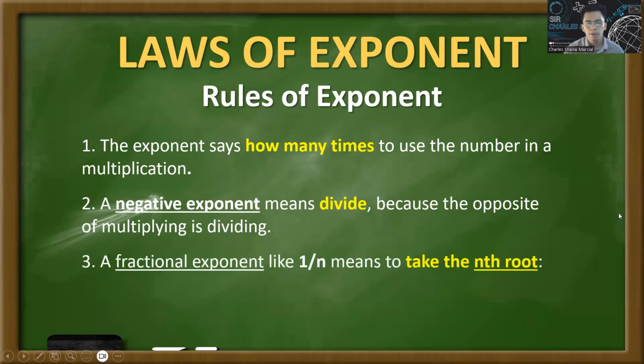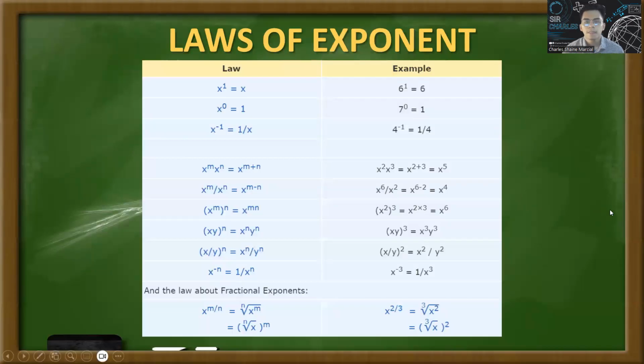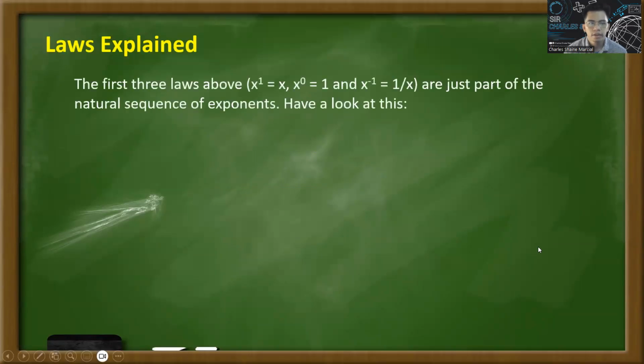Next, a fractional exponent like 1 over n means to take the nth root. An example of that is x raised to 1/n, ang sagot niya is the nth root of x. Okay, so that's the 3 rules of exponent or laws of exponent. Let's proceed from here. Tingnan niyo yung diagram. Okay? Ito yung mga i-discuss natin. Ito yung laws of exponent na kailangan nating matutunan. And we will start here.